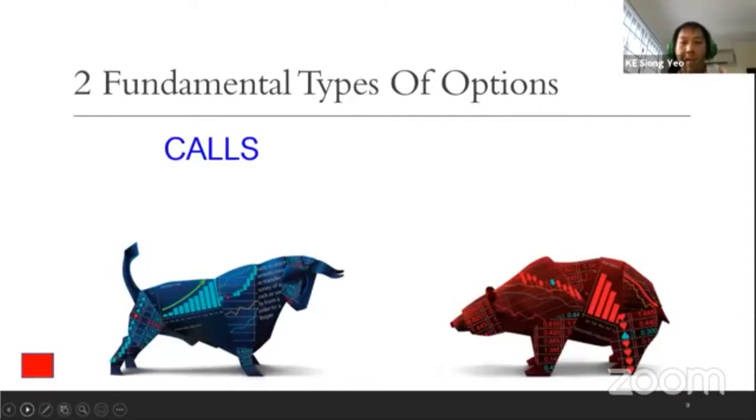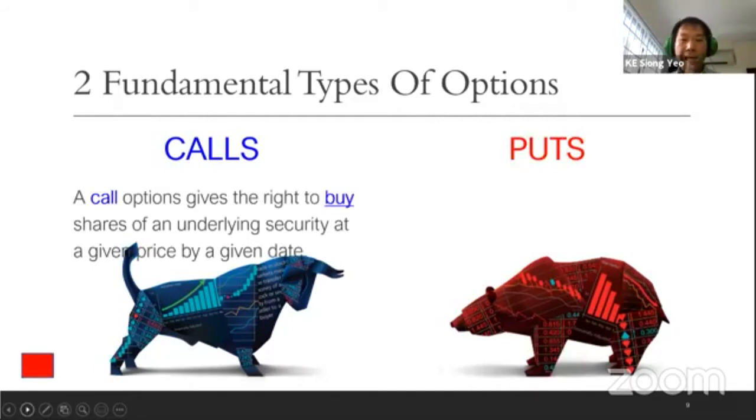There are two types of options: a call option and a put option. If you cannot remember what is a call and what is a put, just use the symbol, the image, that I've used here. Call options are typically associated with bullishness, because the definition of a call option is that it gives you the right to buy shares of an underlying security at a certain price by a certain time. So why is it represented by a bull?